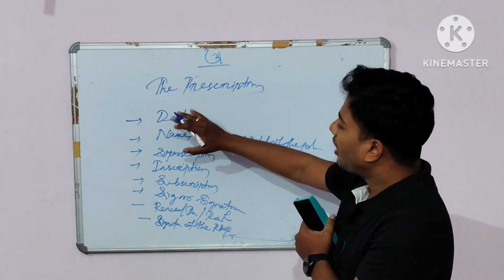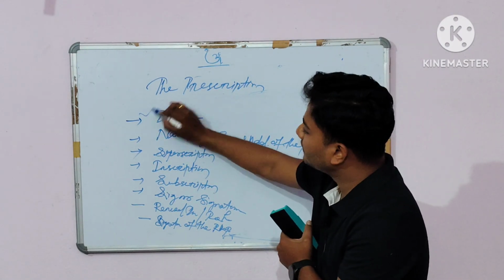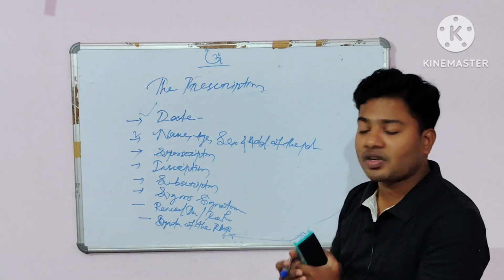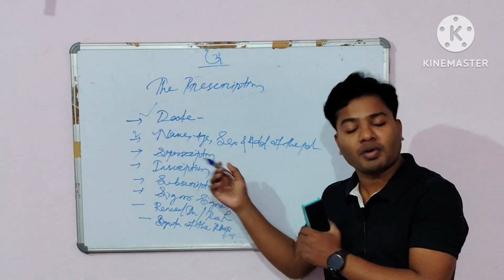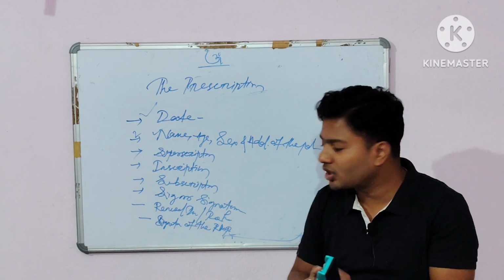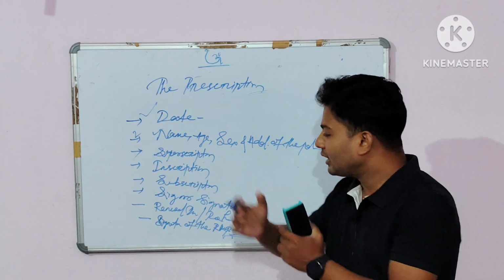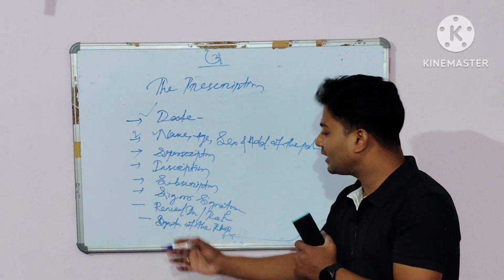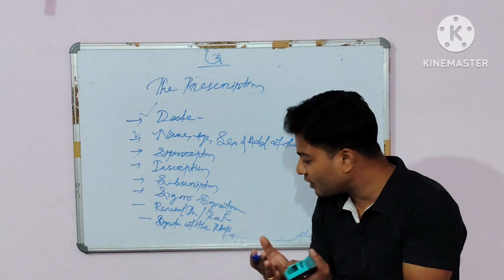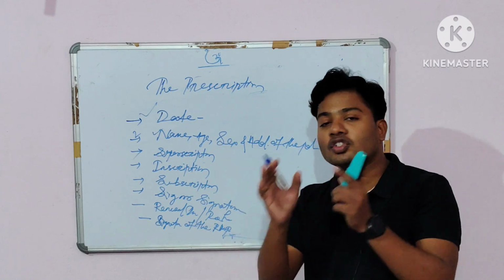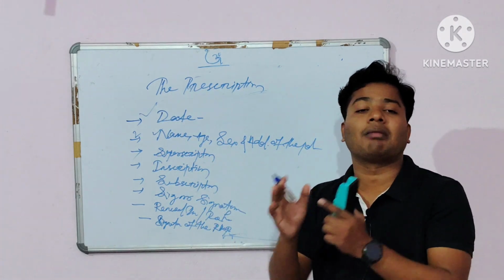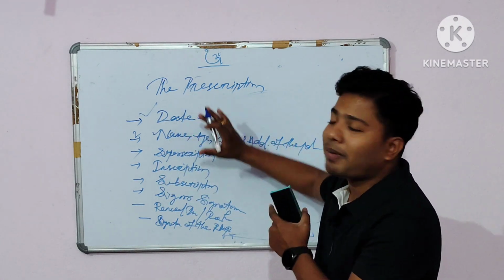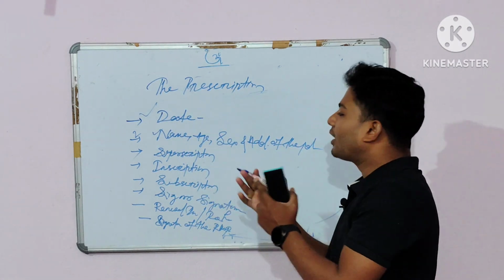So what are the parts? First one is date, and second one is name, age, sex, and address of the patient, and third one is superscription. Next one is the inscription. Next one is the subscription. Then the sig or signatura, and then renewal information or refill information, and finally the last one is the signature of the registered medical practitioner, or you can say the RMP. So these are the parts of the prescription. One by one I will discuss them.